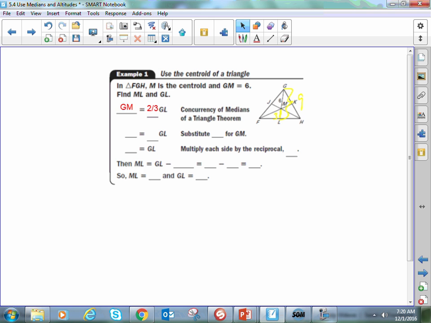If all I know is that the big bit is 6, I can say the big part of the median has to be 2/3 of the whole thing. So I set up the equation that says 6 is equal to 2/3 of GL. Multiplying by the reciprocal of 2/3 will give us 9. And then here, they're working it a little bit opposite of how I thought about it, but it works the same either way. Taking the big bit and subtracting it from the whole thing gives us the smaller portion of the median to be 3. So that's how we're going to look at those median relationships.